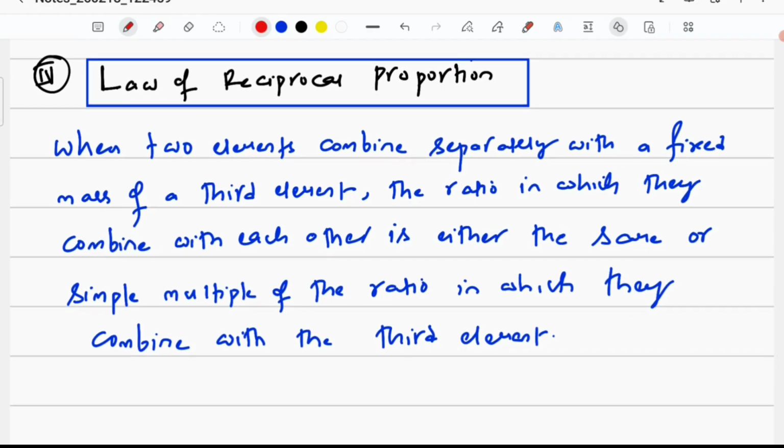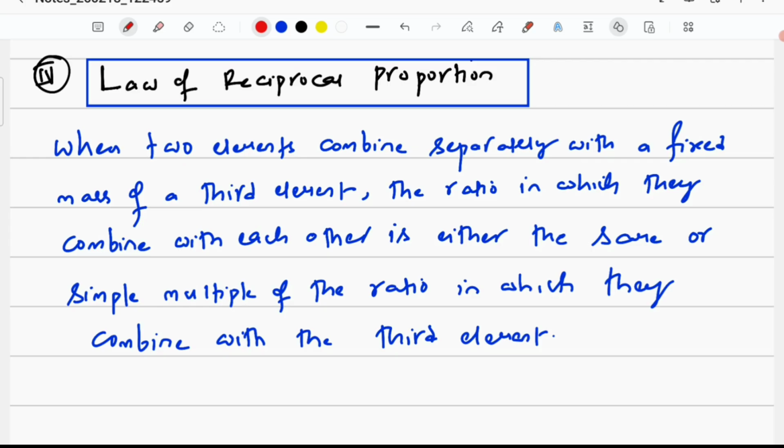Everyone see law of reciprocal proportion. First, read the statement so that you will get more clarity about it. When two elements combine separately with a fixed mass of third element, the ratio in which they combine with each other is either the same or simple multiple of the ratio in which they combine with the third element.